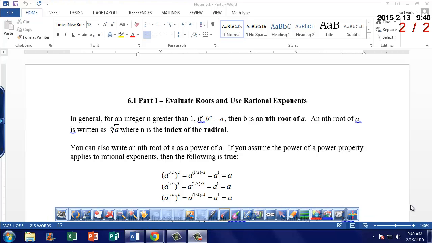Hello, today we're starting Unit G. I broke up Section 6.1 into two sections, Part 1 and Part 2. So today we're going to talk about evaluating roots and using rational exponents.